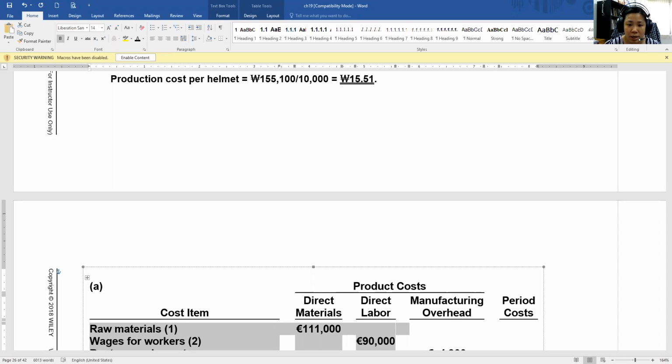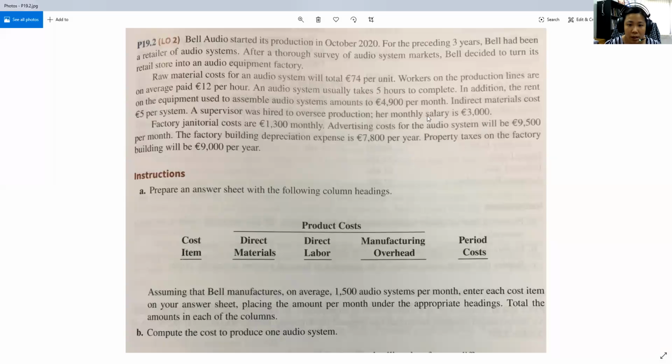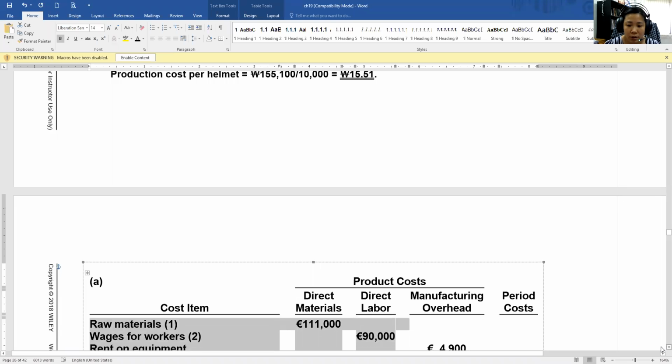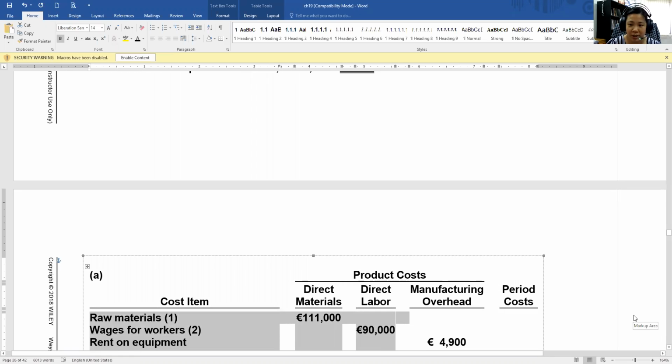Okay, and next one, the question says the rent on the equipment used to assemble the audio system amounts to 4,900 euro per month. Okay, so the rent of the equipment is not direct materials, it is not direct labor, but it's related to the manufacturing process. So it should be under manufacturing overhead. So we have 4,900 per month, 4,900 rent on equipment here.